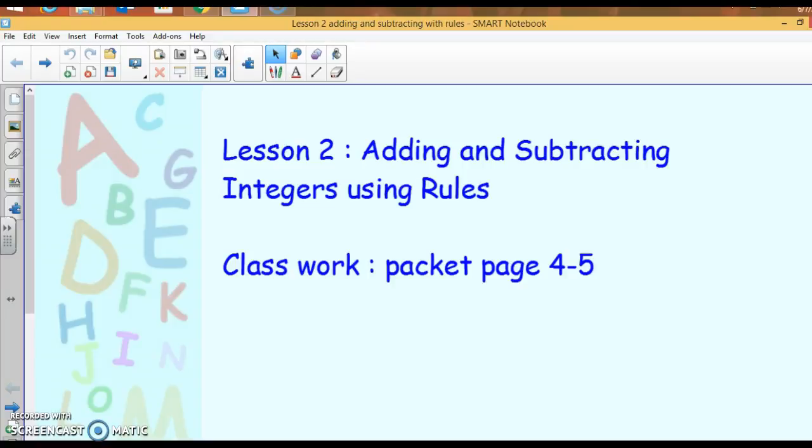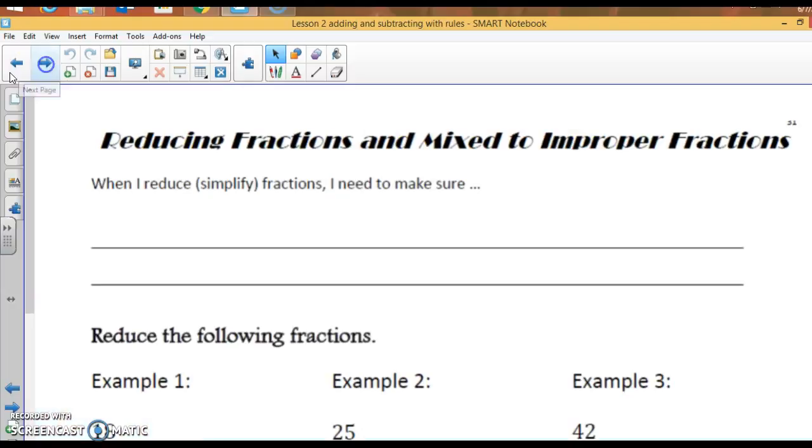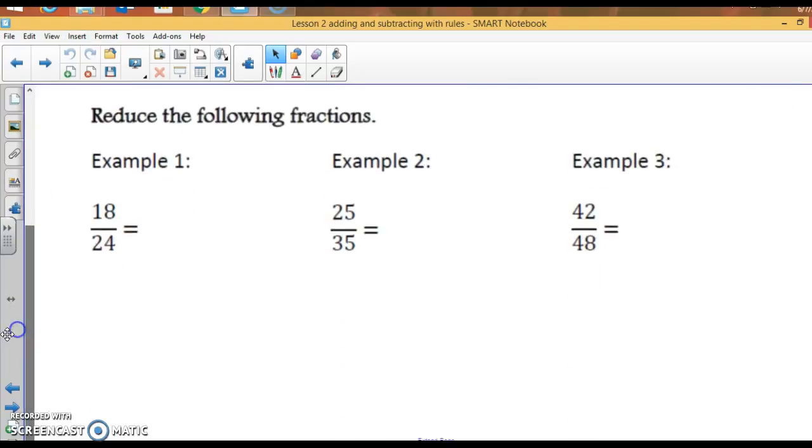Today the lesson we're talking about is adding and subtracting integers using the rules. The classwork is on page 4 and 5 in the homework packet. We're going to do a warm-up, which is reducing fractions and changing from mixed to improper.